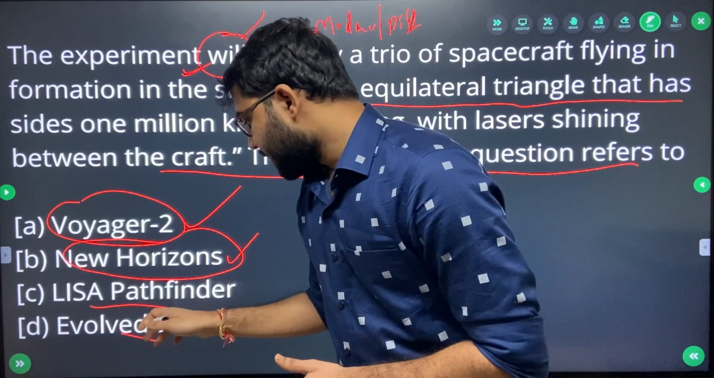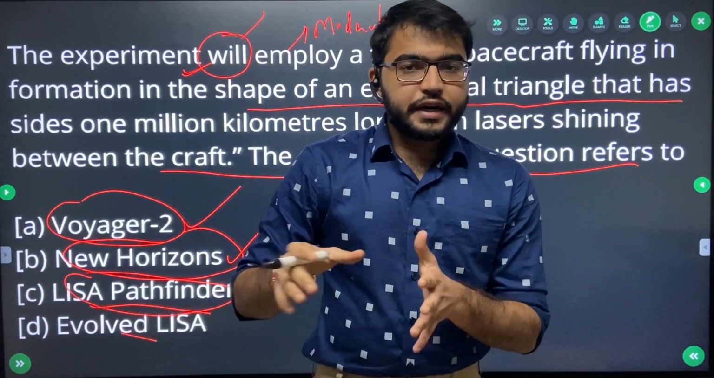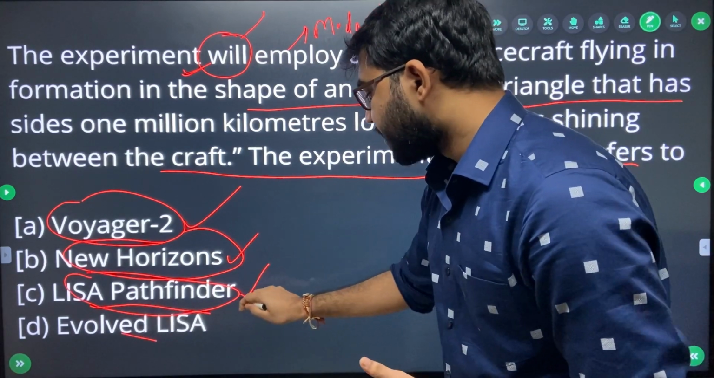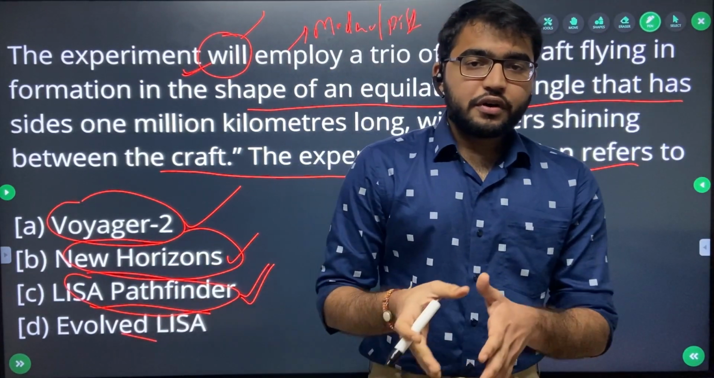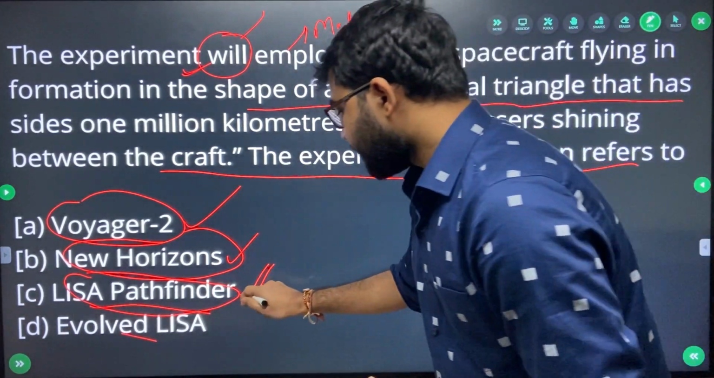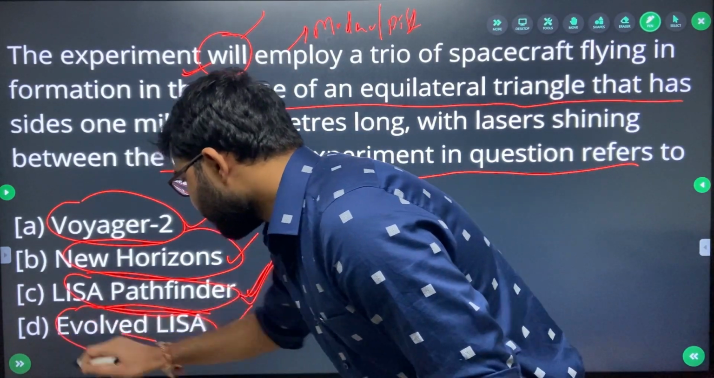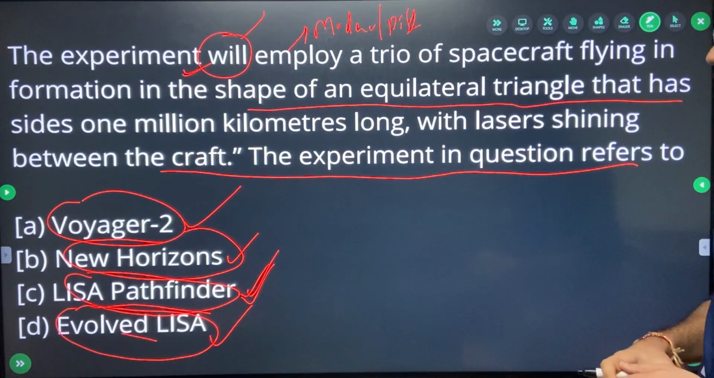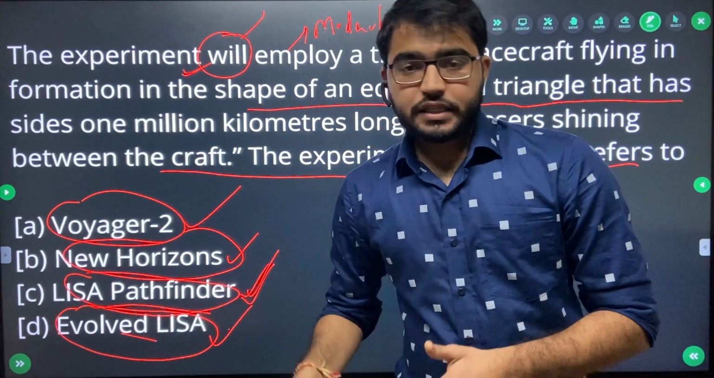So this Lisa Pathfinder is a NASA project. Already they have released it in space. Already they have implemented this project. So if you are following news and all these things, you must know that this project is already done. So the answer is Evolve Lisa. NASA is planning to deploy this project into space. So Evolve Lisa is the correct answer.